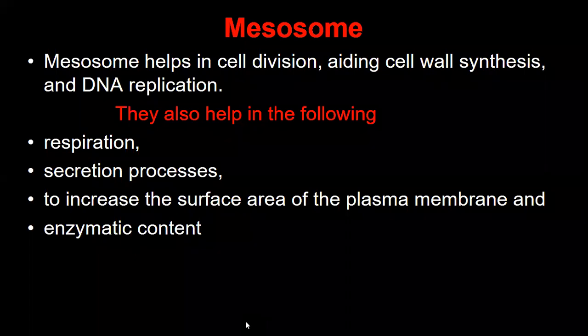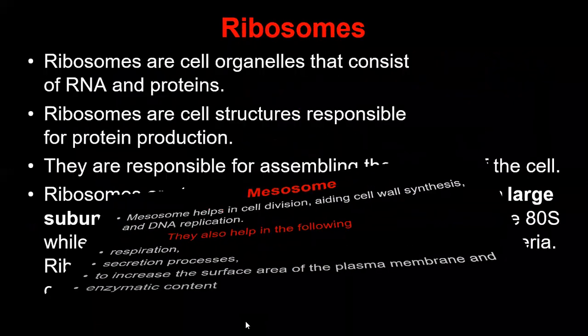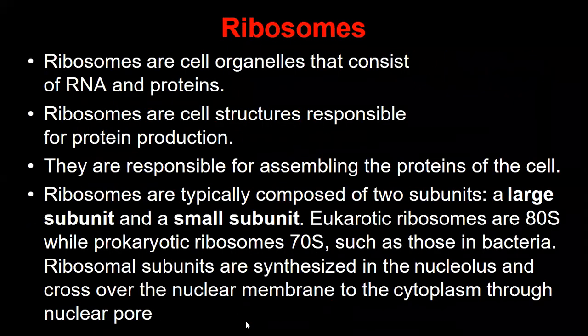So, another structure of interest is the ribosome. Ribosome is a very important structure in the bacterial cell. It's critically important because virtually all microorganisms need ribosomes to function. Ribosomes are cell organelles that consist of RNA and proteins.